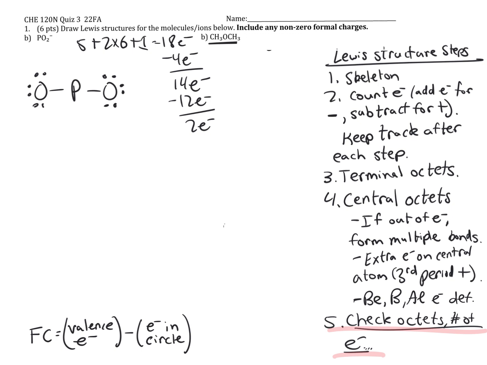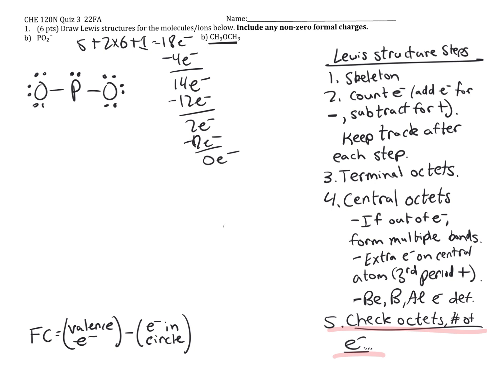Now we look back to the central atom. The central atom has 4 and needs 4 more electrons to get to an octet. We have 2 left, so we'll put that lone pair there on the central atom. And that is the point where we run out of electrons.